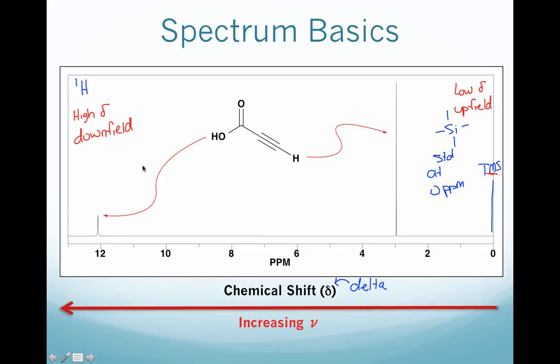The other associated terms, to the left-hand side of the spectrum is de-shielded. So if you have a proton that shows up on the left-hand side of the spectrum, like this carboxylic acid proton, it's said to be a de-shielded proton. Then protons that appear to the right-hand side of the spectrum, we call these shielded.